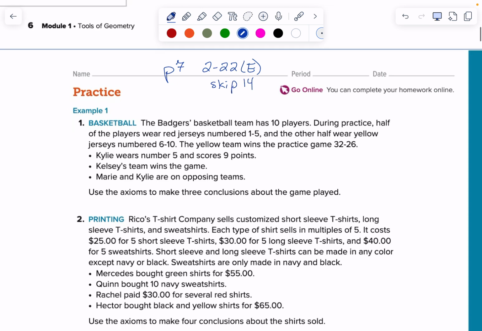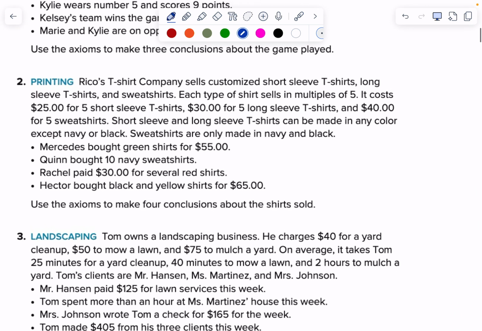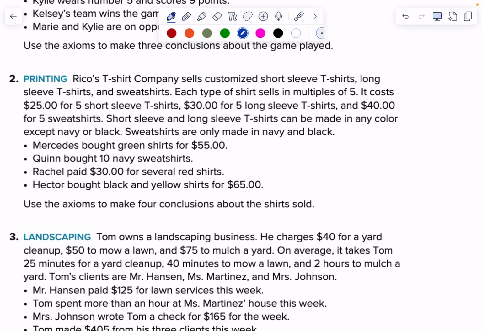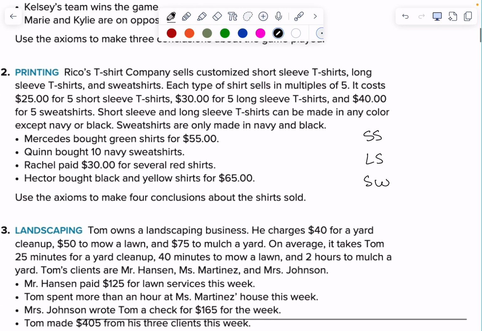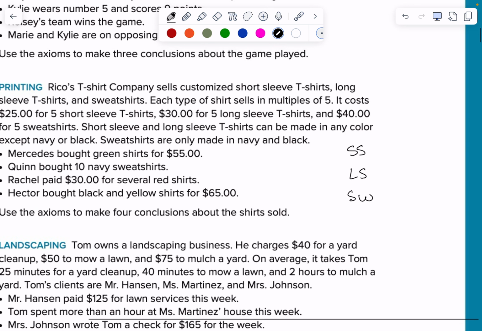Rico's T-shirt company sells customized short sleeve T-shirts, long sleeve T-shirts, and sweatshirts. I don't know what we're doing yet, but I'm going to write short sleeve, long sleeve, sweatshirt. Those are my abbreviations for those 3. I'll put that off to the side and we'll see what we got. Each type of shirt sells in multiples of 5. What does that mean?